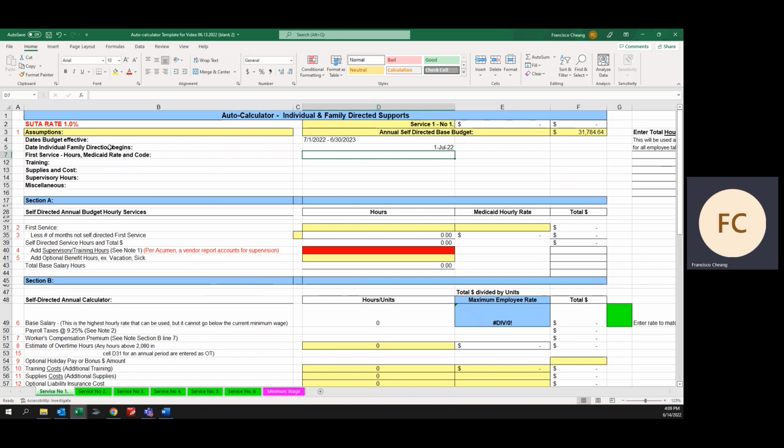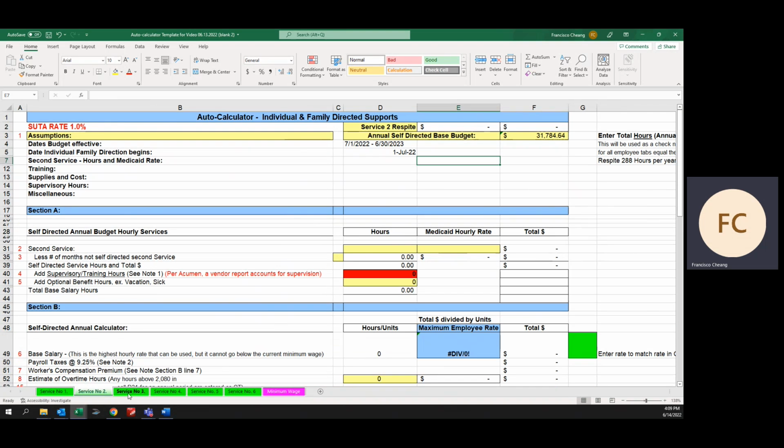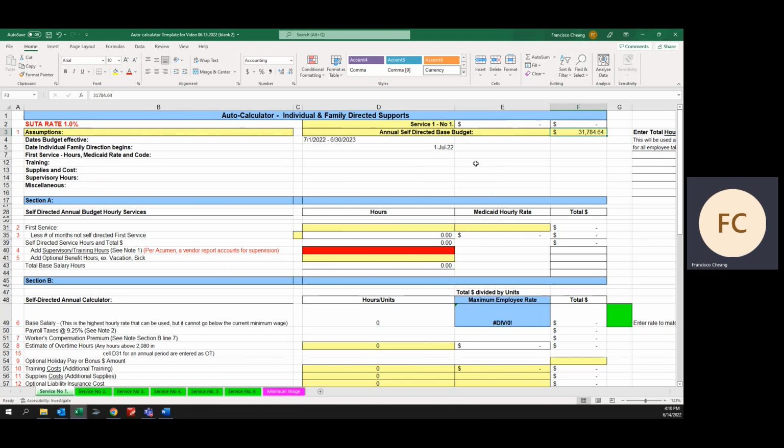This doesn't impact any cell. This is just information for you so you can keep it organized. The only part that has a calculation in here is the annual self-directed base budget. And this is the budget ceiling, what we're allowed to spend through Medicaid. And this is displayed in all of the subsequent pages so that you can easily reference it while you work on entering information for each service.